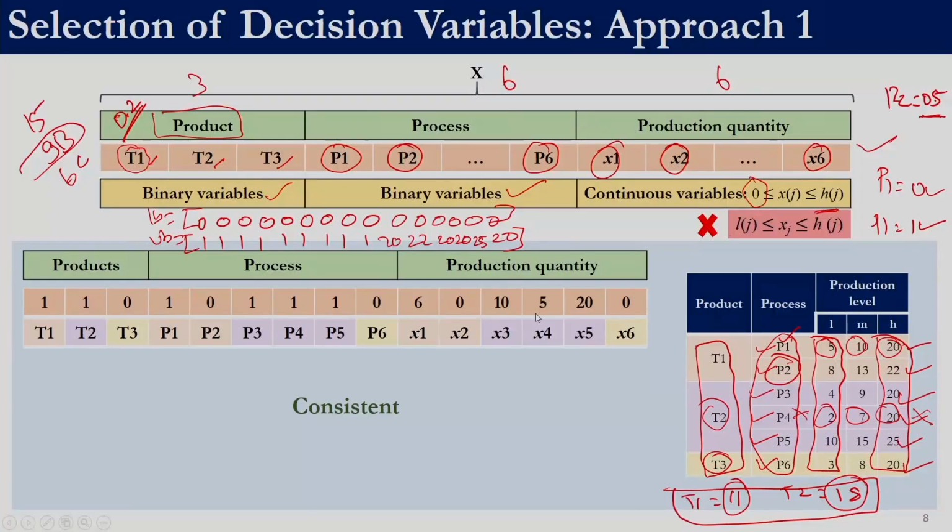So, that way we can handle that problem. So, let us look at some of the other issues. For example, consider this solution, let us say we get this from TLBO: for the first 9 variables we round off whatever we get. So let us say this is our solution: 1 1 0 1 0 1 1 1 0 and then 6 0 10 5 20 0. So this is what we will get from the algorithm.